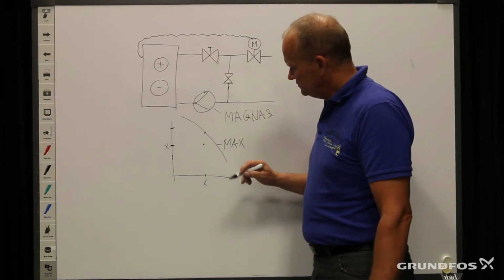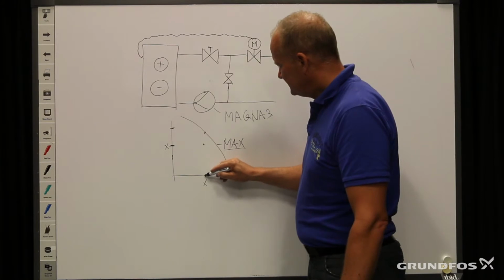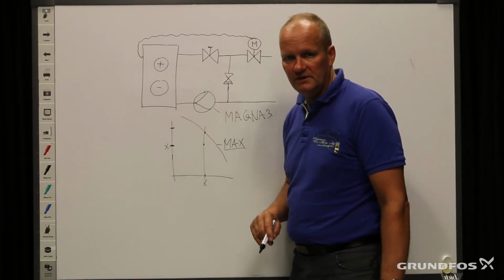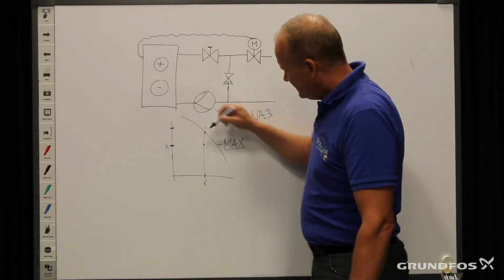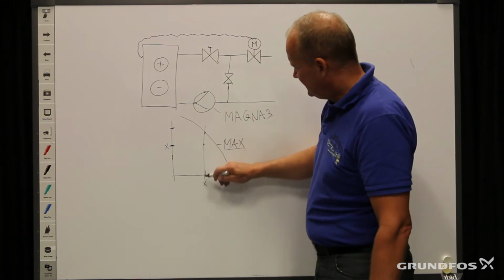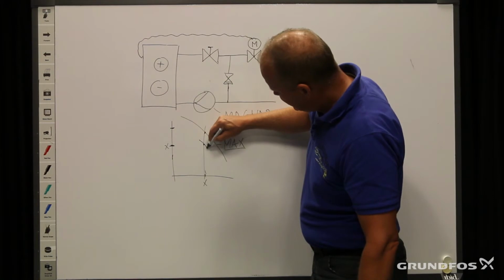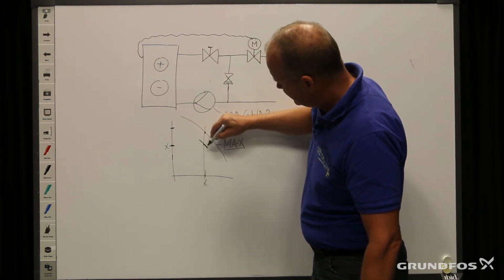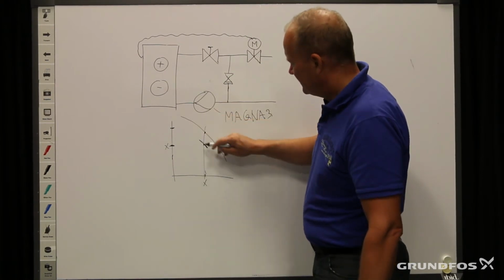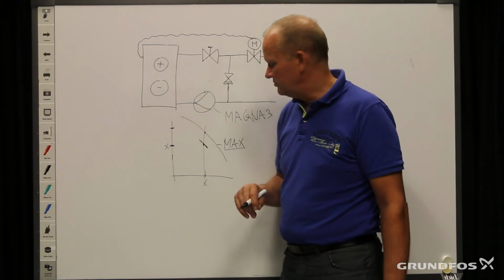But what you can do is that you can put it to operate on maximum, and then simply enable the flow limit function. And that will tell the pump never to exceed this line here. And in reality, what it will do is that it will create a specific pump curve which will go exactly across this duty point here, or desired duty point.